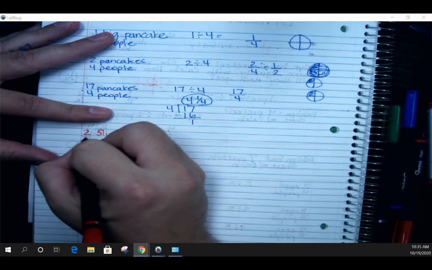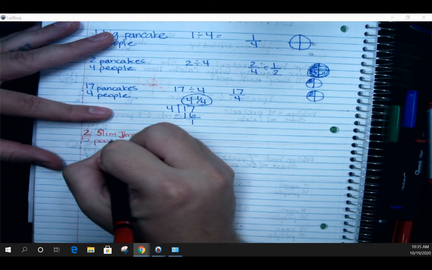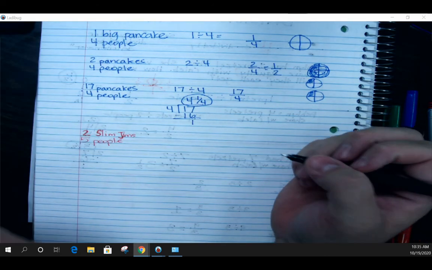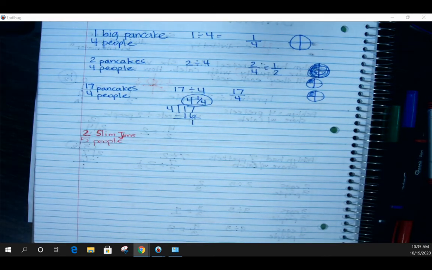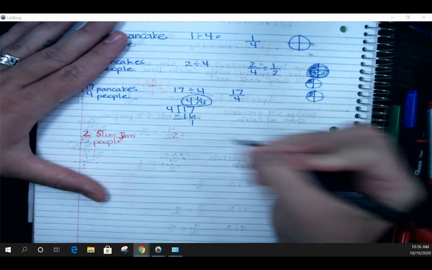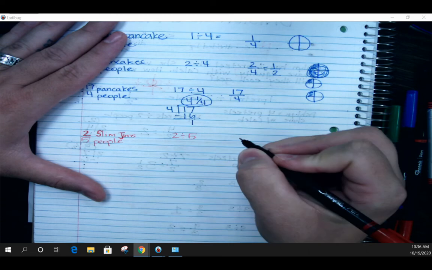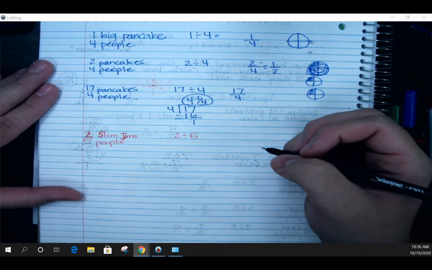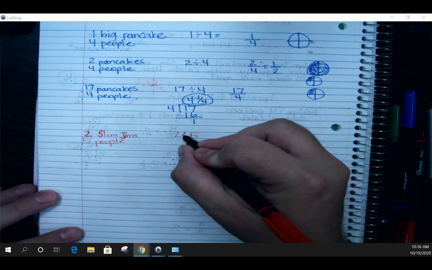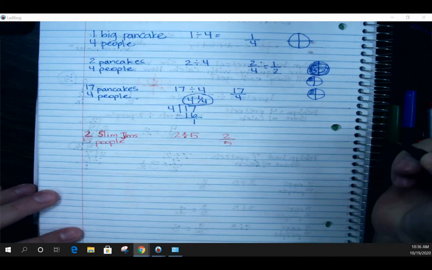And I have 5 people. Okay, Thomas, what am I doing? You want to do 5 divided by 2. I'm going to chop up 5 people. What am I sharing? 2 Slim Jims divided by 5 people. Tell me a fraction for that, Carson. Very good. Is it in simplest form?